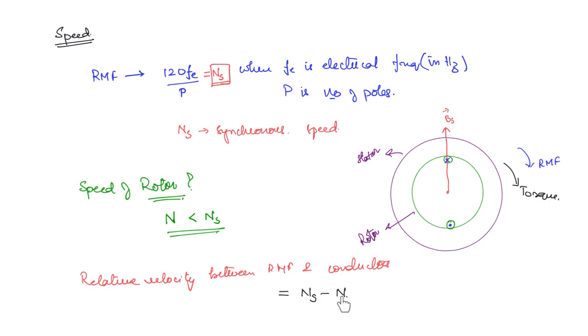Now what will happen when n reaches ns? This ns minus n will simply become 0. And once this becomes 0, then there will be no force. Okay, and when there is no force, there is no torque, there is no working of the induction motor. This relative velocity we call as the slip speed.